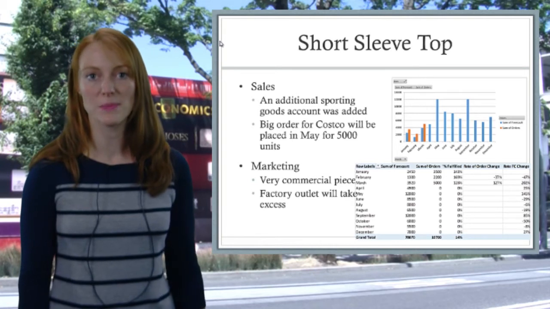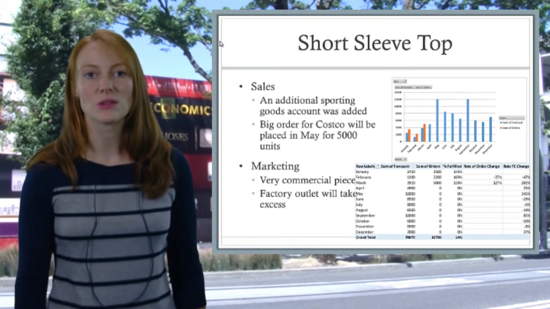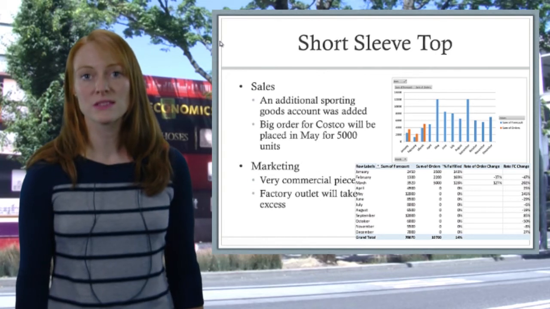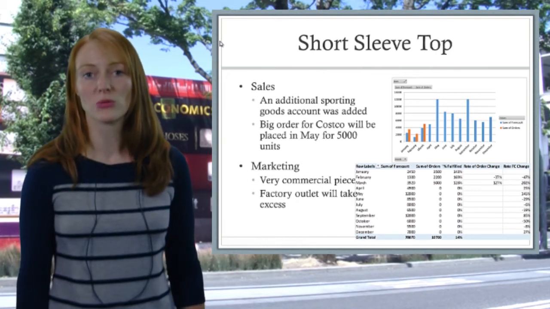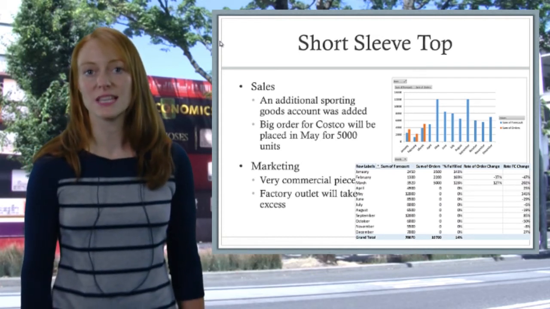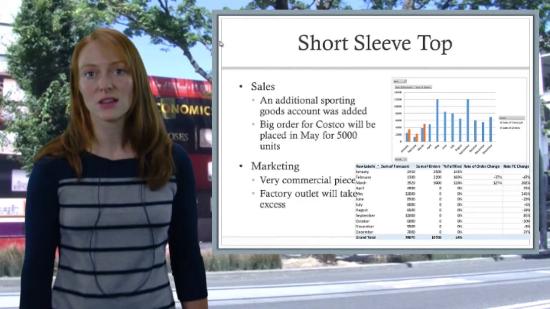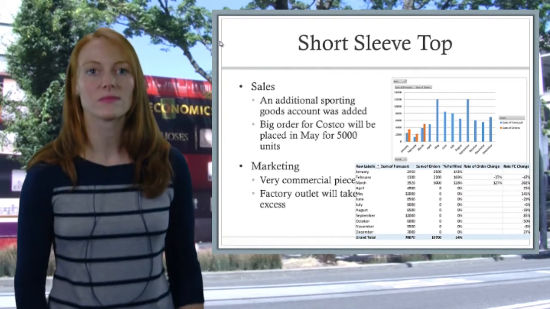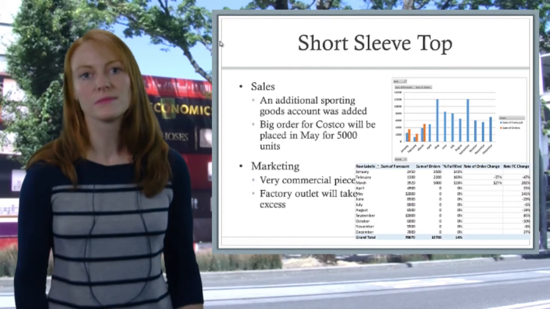So pretty much at this point, sales can tell us we, at a minimum, have demand for 5,000 units, and that order will happen. So when we talk to our marketing team, they let us know this is a very commercial piece. They're not really worried about overproducing on it. And we know we have an exit strategy because they talk to the factory outlet group, and they will take any excess product on this model because it's very easy to sell. You know, it's very bread and butter.